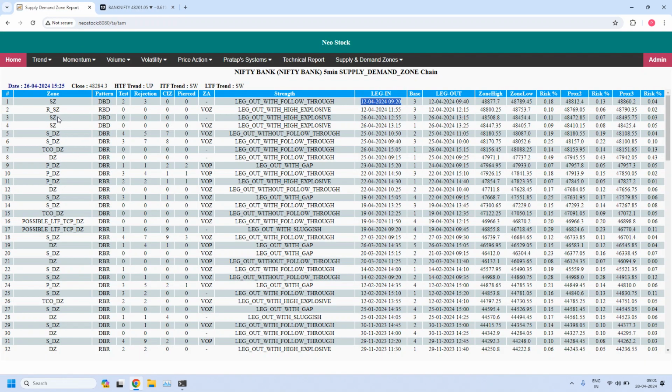We have 2 more supply zones, normal supply zones. Please draw them on your charts. Sometimes they might be helpful to you for your intraday trading. These 2 supply zones, 3rd and 4th, I am not drawing because my primary focus is not about your trades.